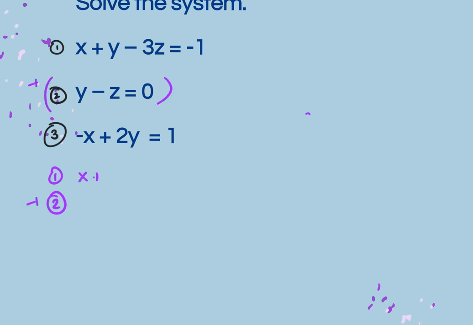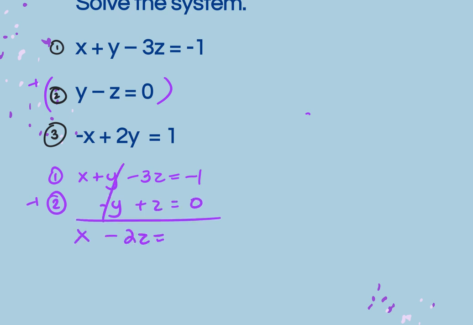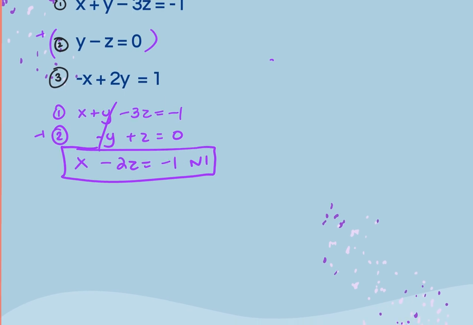So 1 is x plus y minus 3z equals negative 1. And 2 would have been negative y plus z equals 0. This is x. The y's cancel. Minus 2z equals negative 1. And that's new 1. Okay, then you have to use 3, which is negative x plus 2y equals 1. And you have to cancel the same thing.